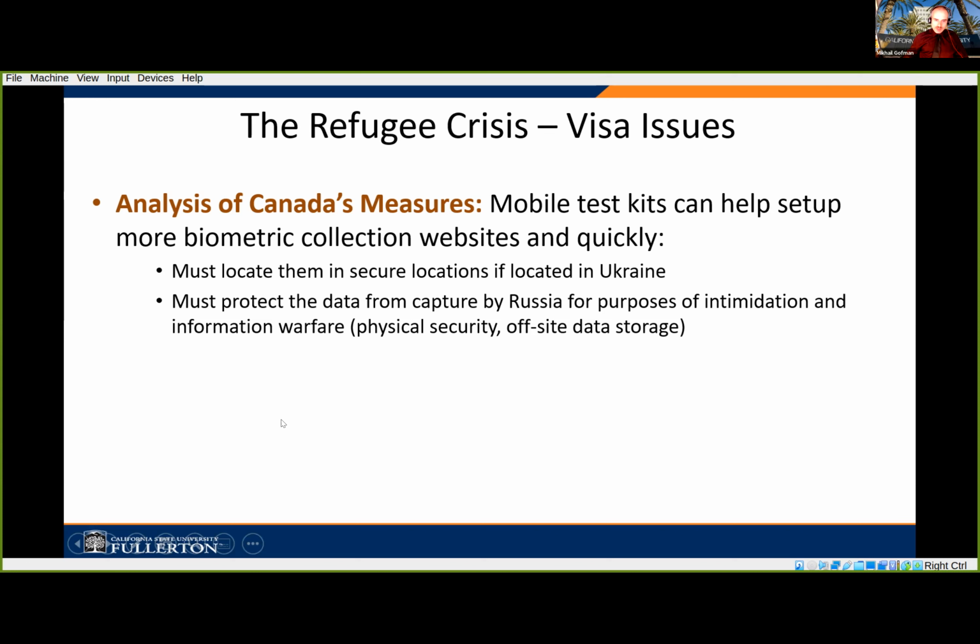So, for example, if a site is deployed in Ukraine, where things are volatile, where, for example, a site can be captured, it is very important that there is a way for the data to be sufficiently protected. One way is ensuring physical security of data, storing the data offsite in a way that access to it can be restricted in case, for example, the site is raided.